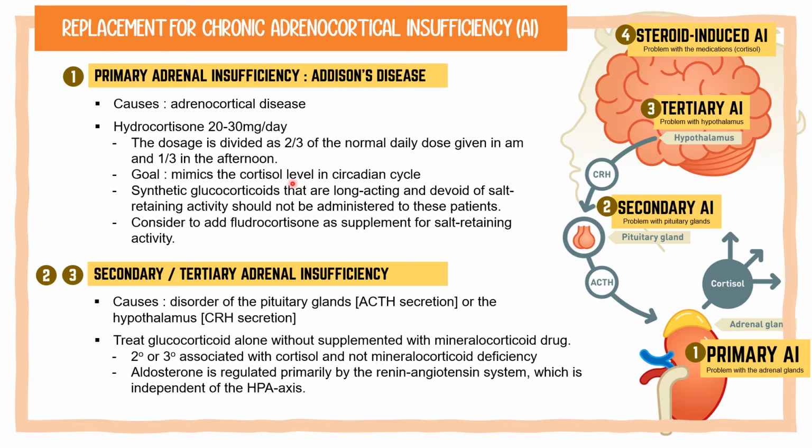The hydrocortisone or prednisolone dose should be divided, 2/3 in the early morning and the remaining 1/3 in the afternoon, to mimic the cortisol level in the circadian cycle.